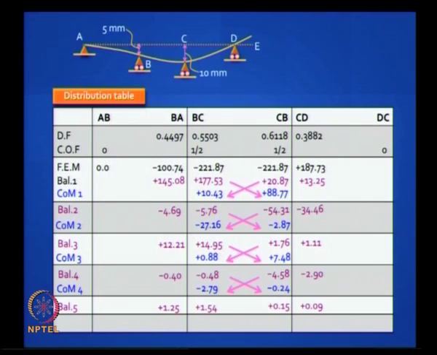So we stop with the 5th cycle of balancing, and then we add up the totals, and when you add up, one way to know whether you have got this right to some extent is that the 2 moments MBA and MBC should add up to 0 because there is no net moment there. Same at CB and CD. So you have got the answers, but there is a little error, but that is a negligible error, right. The error also comes from rounding off in carryover, because you have to round off to the first decimal place or so, but we live with that.